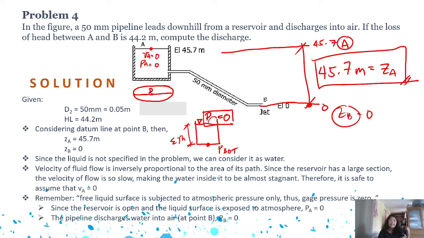Okay? And then, the pipeline discharges water into air at point P. So, at point P naman, since mula dito sa taas hanggang pababa, air na lang daw yung kanyang ilalabas, no? Nalalabas lang siya ng air dyan. So, since air siya, exposed to the atmosphere, we can also assume that the pressure at point P is equal to 0. Okay? So, yan pa lang mga given.